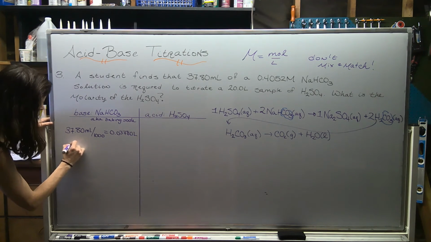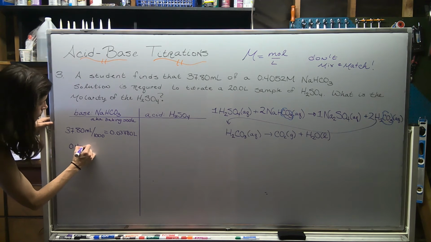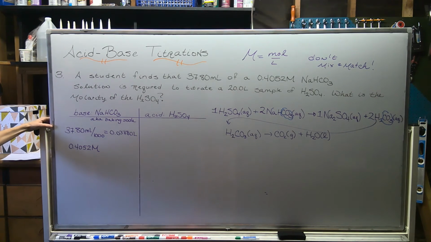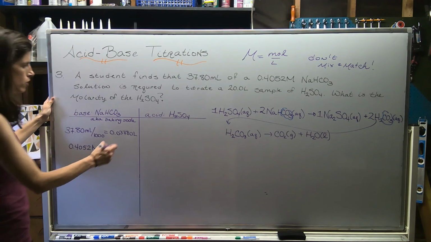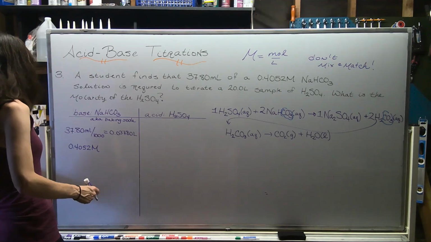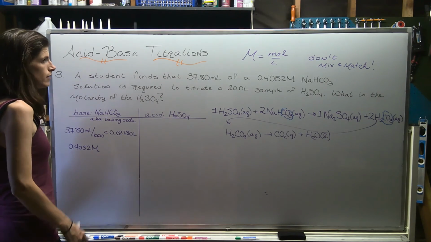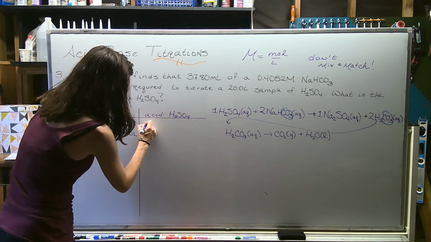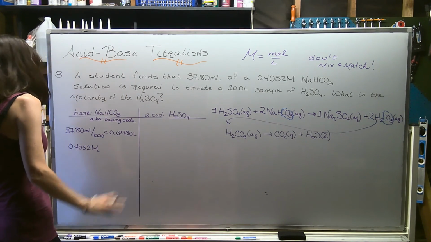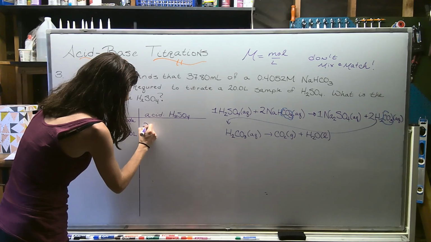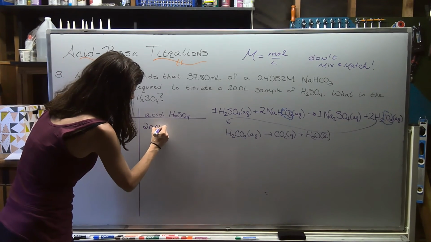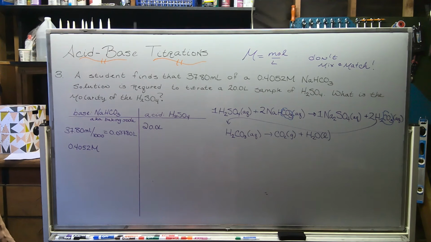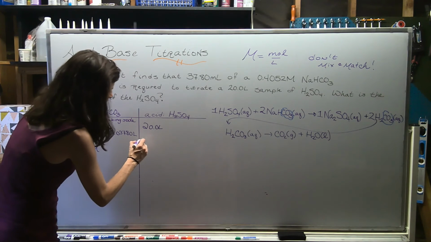And they gave me a concentration of that as well. Required to titrate 20 liters. Now, 20 liters of sulfuric acid. It's a lot of sulfuric acid, but we'll go with it. I had to do a double take there. Usually we're in mils, right? What is the molarity of the sulfuric acid?